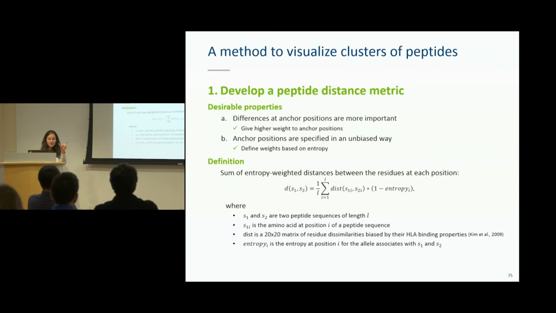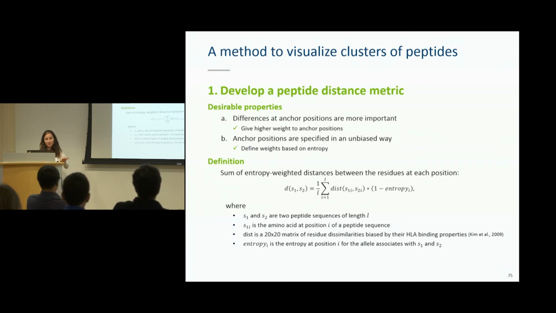Right, so we have two peptides, and we scan across from position 1 through position 9. We get the similarity between every position based on the similarity matrix. And then we scale that number by the entropy at that position.